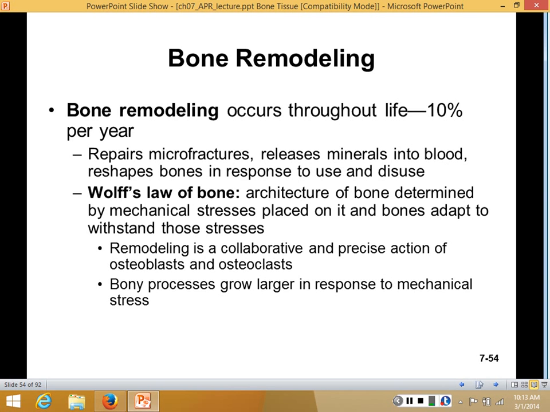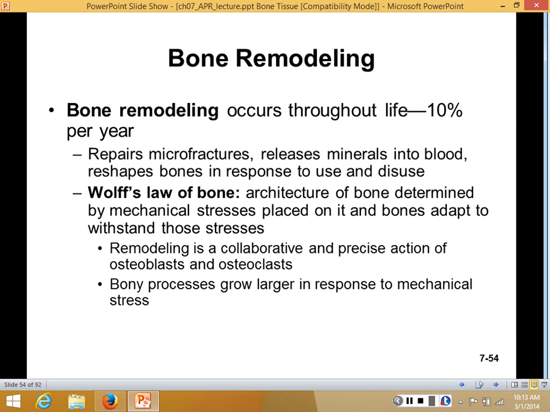Okay? So what is bone remodeling? Those little hairline fractures. Has anybody had a hairline fracture in here? Little bitty tiny fracture. You don't even have to go to an orthopedic doctor, it just repairs itself. Release minerals into the blood. Calcium, phosphate. Okay? It's responsible for maintaining the blood calcium concentration, remember? That's bone remodeling. Reshapes the bones in response to what? Use, disuse, not using them, using them.